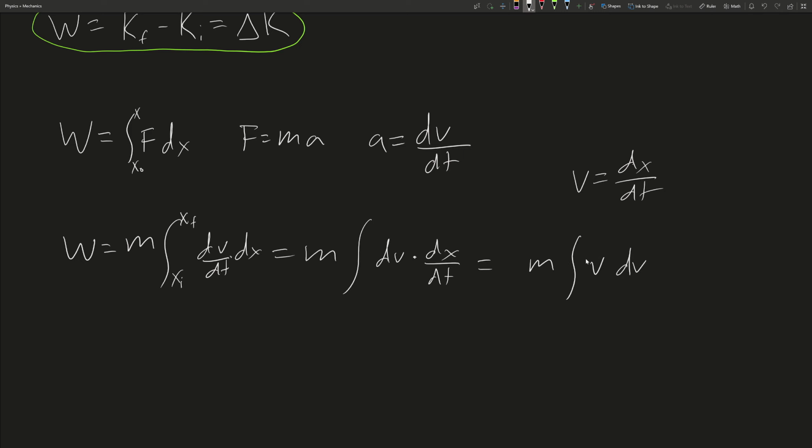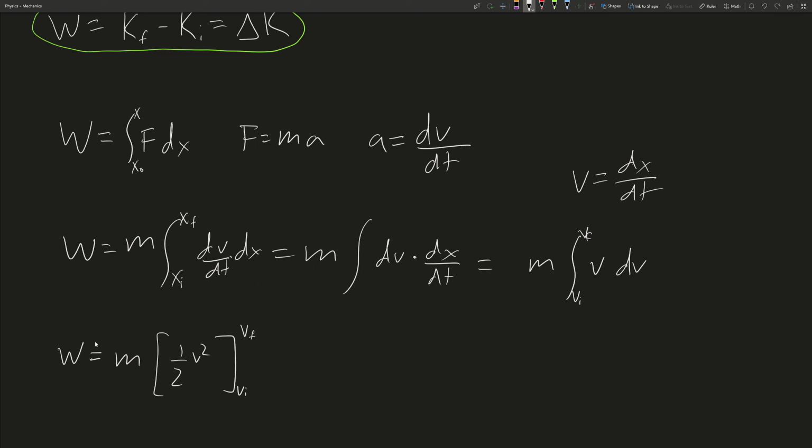And this is a quite elementary integral. And so now, since we're integrating with respect to v, this is then the velocity at the initial position and the final velocity. So velocity v at x final. So this is the final velocity. And now, integrating this, we see that work is equal to mass times 1/2 v squared evaluated from vi to vf.